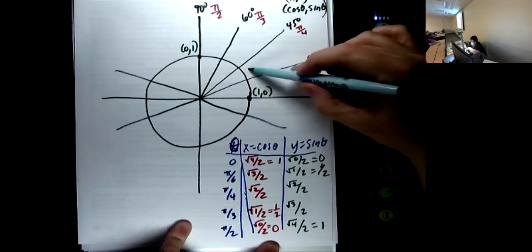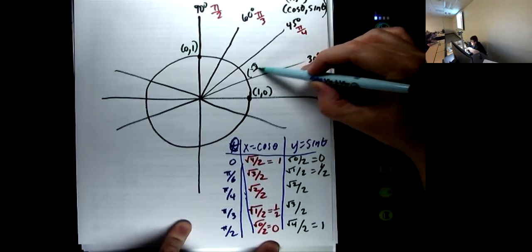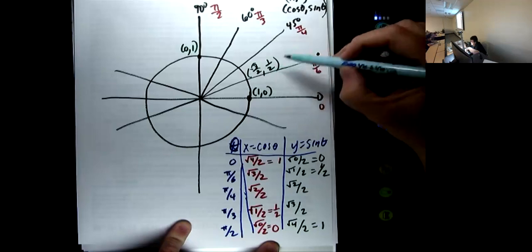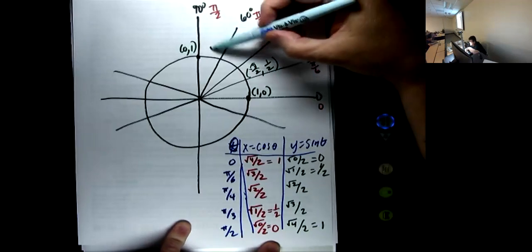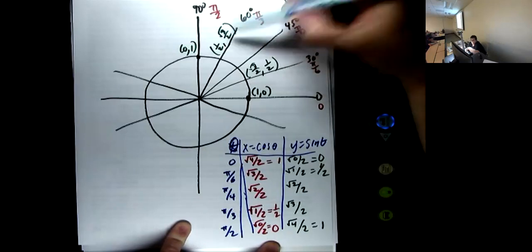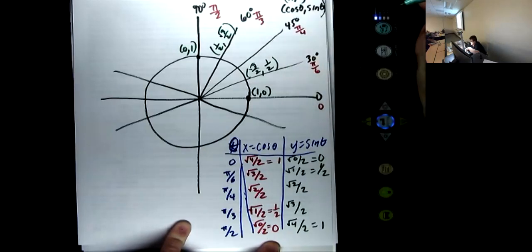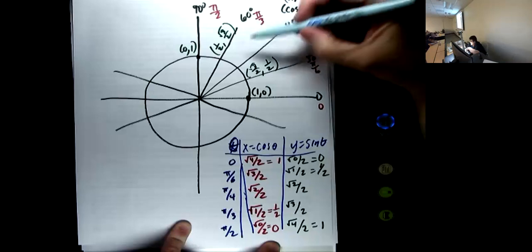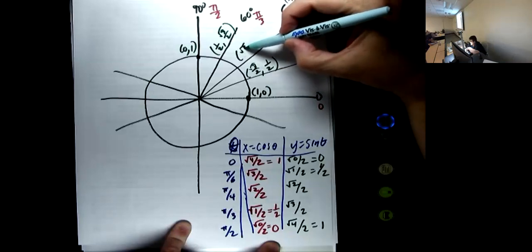This one is root 3 over 2 and 1/2. The 60 degrees just switches the order of those, 1/2 and root 3 over 2. And 45 degrees, they both have root 2 over 2.